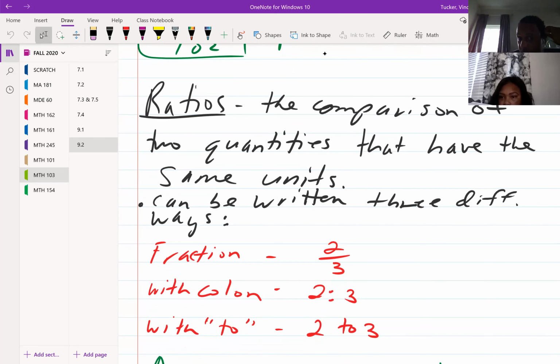You can use a fraction, 2/3, a colon, that's 2:3, or use the words 2 to 3. Notice the one that comes first always comes first, no matter what relationship you're using, whether it's a fraction, colon, or the word to. And the one that comes behind is the one in the denominator or after the colon.